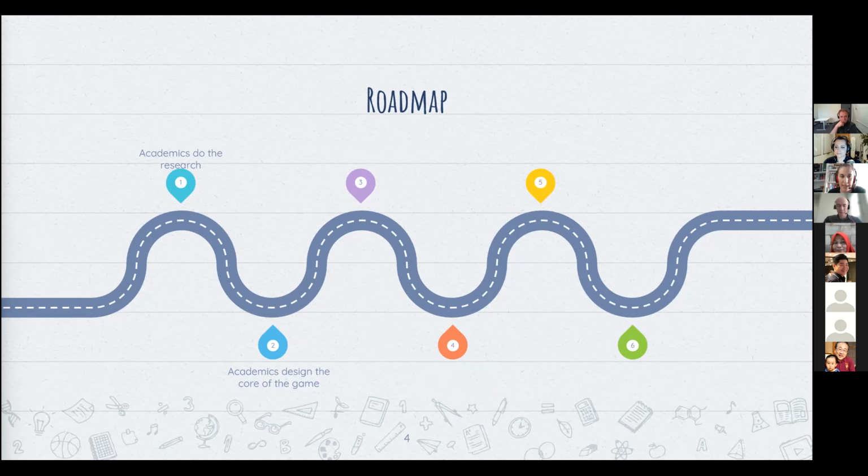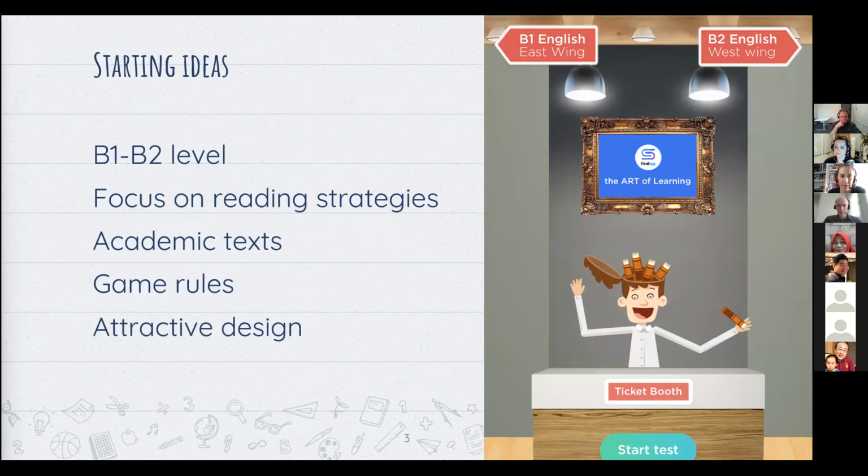I skipped some of the main ideas we had here. Sorry, this was supposed to be aimed at B1, B2 level students. There was a preliminary testing, which sent students either to the east or the west wing, depending on their level. It was focusing on reading strategies, mostly because we wanted them to improve their academic reading skills.